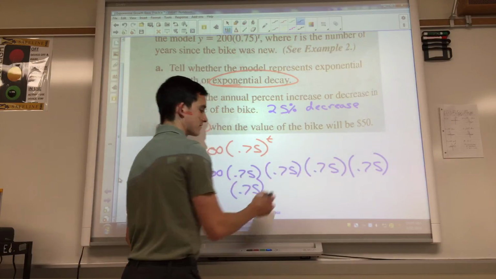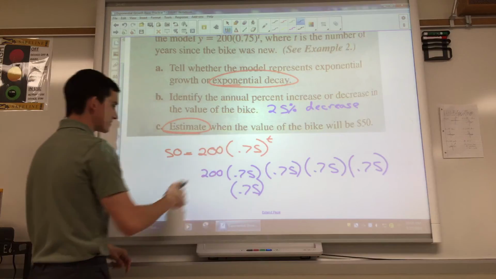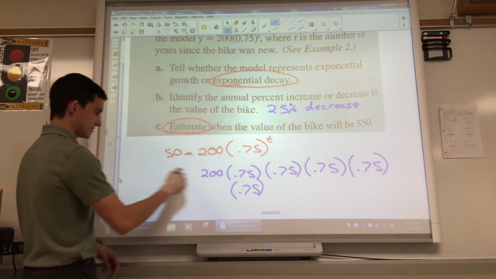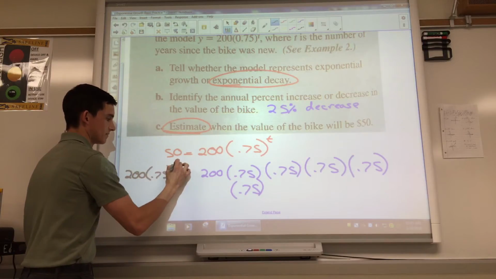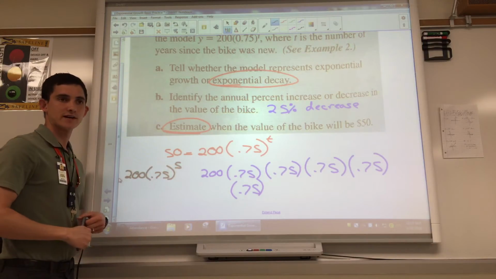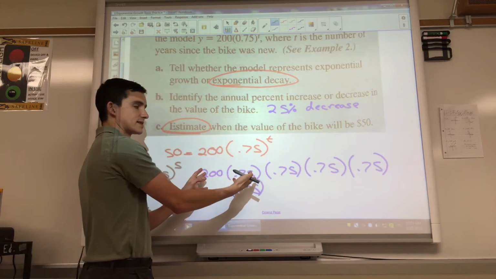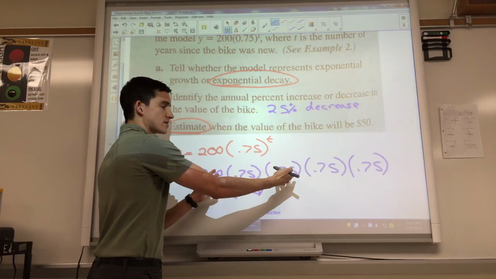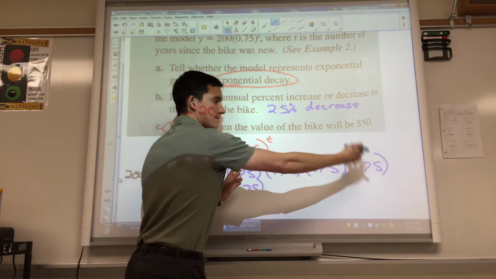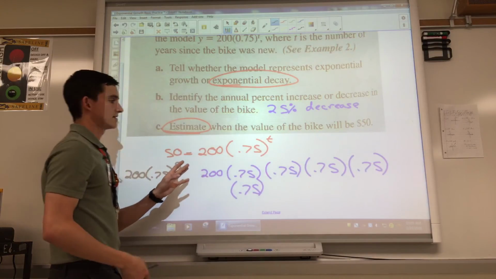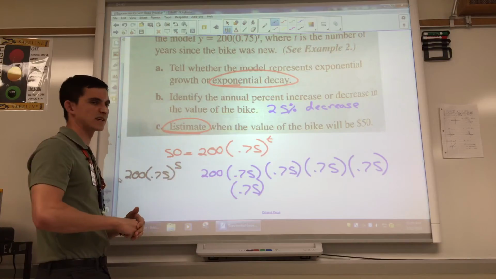1, 2, 3, 4, 5. So just so you understand what an exponential is doing, when I write this, it's the same thing as 200 times 0.75 five times. Does that make sense? I'm taking 200, and 1 year later, it's 75% of its value. Then the next year, I multiply whatever that was by 75%, times 75%, times 75%. And that's eventually going to dwindle that $200 value down to $50-ish.